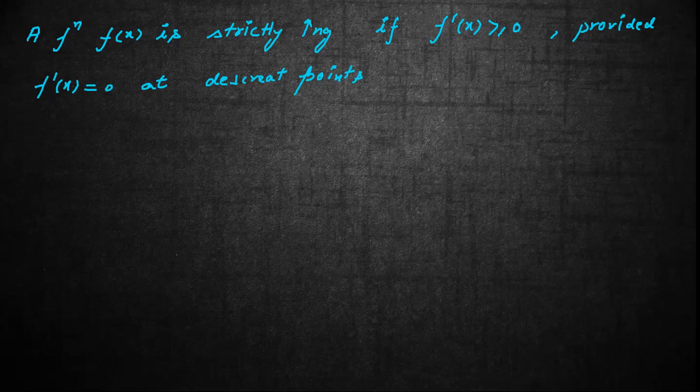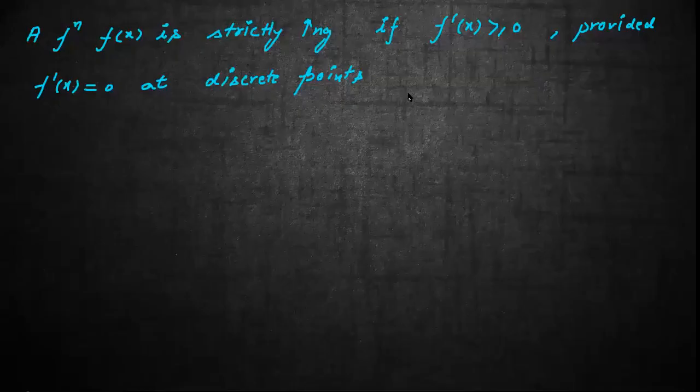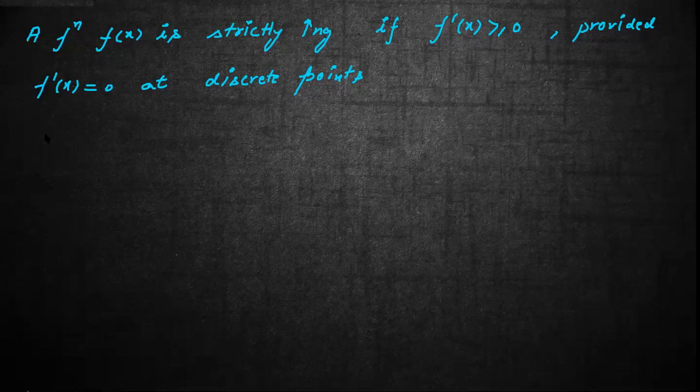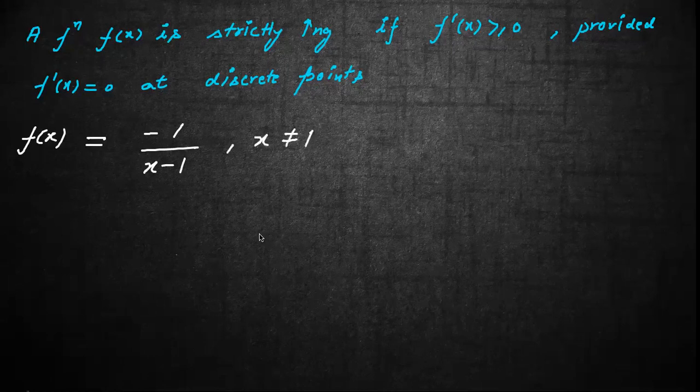Once I ask you one more statement regarding this. So let us say whether this statement is incomplete or not. Let us take a function where we have f of x equals minus 1 by x minus 1. Of course, x is not equal to 1.